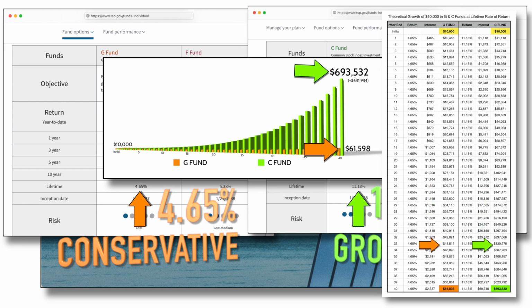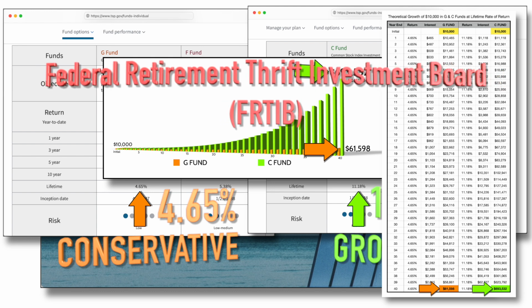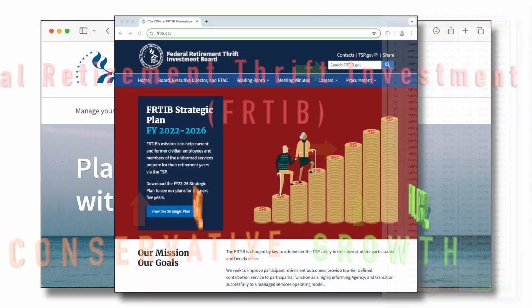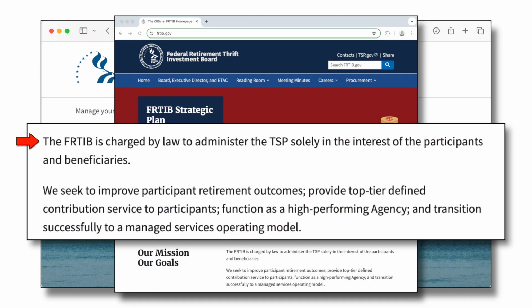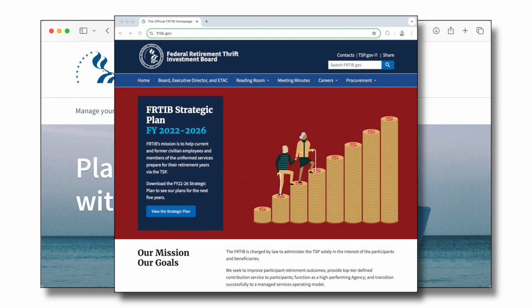But presumably, this is the type of analytical work that is going into the decisions that are being made by the Federal Retirement Thrift Investment Board, or FRTIB, who oversees the Thrift Savings Plan, and here is their website. The FRTIB is charged by law to administer the TSP solely in the interest of the participants and beneficiaries. We seek to improve participant retirement outcomes, provide top-tier defined contribution service to participants, function as a high-performing agency, and transition successfully to a managed services operating model. So it's this agency who is in charge of making decisions for TSP's lifecycle funds.